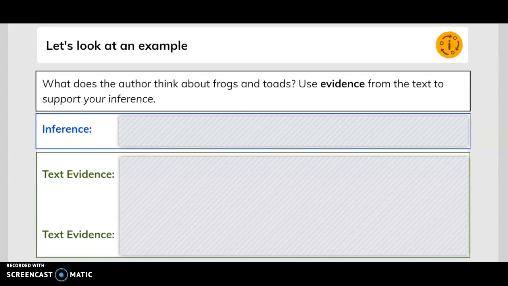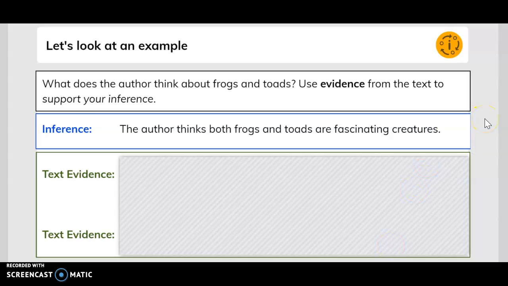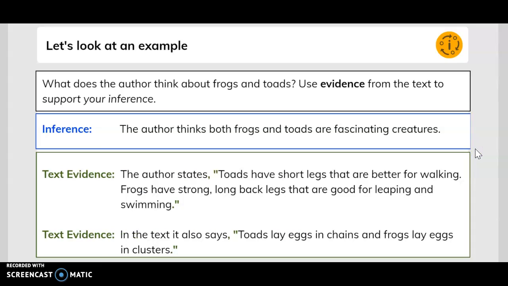Let's look at an example. What does the author think about frogs and toads? Use evidence from the text to support your inference. The author thinks both frogs and toads are fascinating creatures. Text evidence: The author states toads have short legs that are better for walking. Frogs have strong, long back legs that are good for leaping and swimming. Another text evidence is, in the text it also says toads lay eggs in chains and frogs lay eggs in clusters.